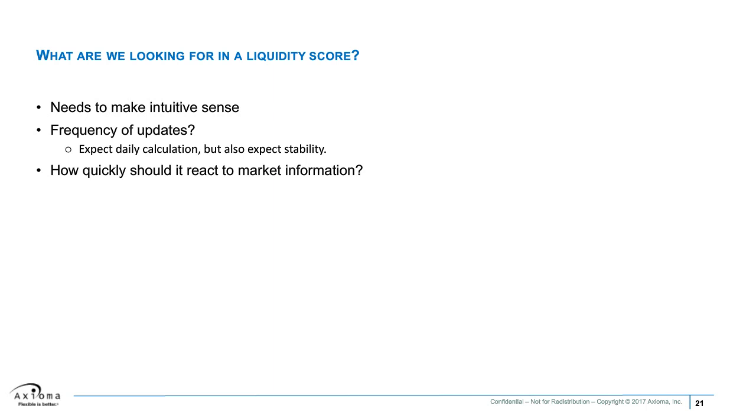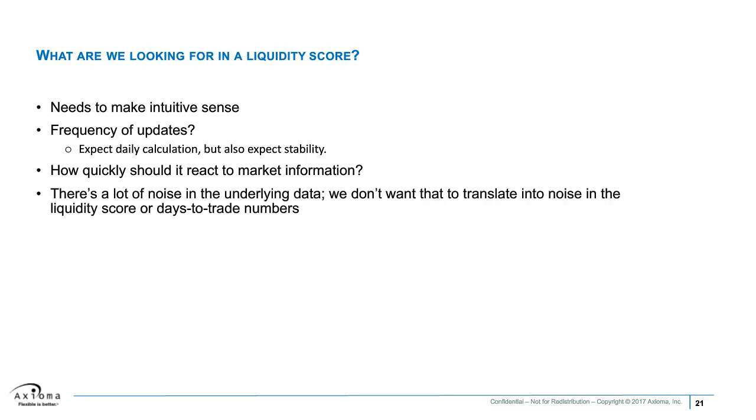So you have to ask, how quickly should it react to market information? There's a lot of noise in the underlying data, and what we don't want is to translate that into noise in the liquidity score or days to trade numbers. If you have a position and your algorithm is telling you that you could liquidate that position in 3 days, and then on the following day it tells you it would take 8 days to liquidate, and then on the next day it tells you it would take 4 days to liquidate, that's not really much help. Somewhere you need to build in stability.